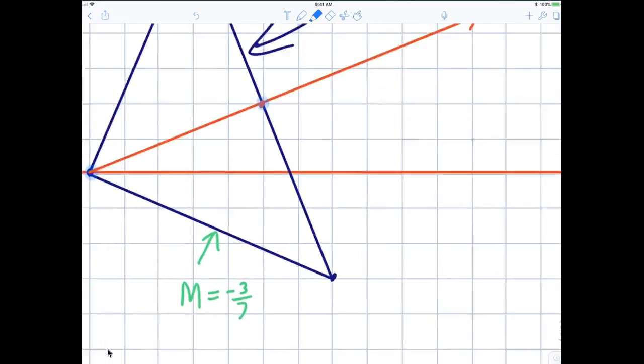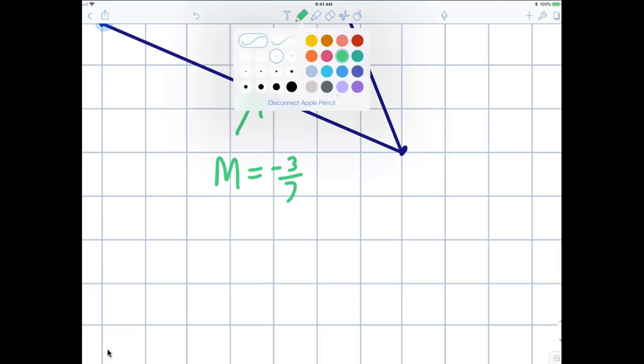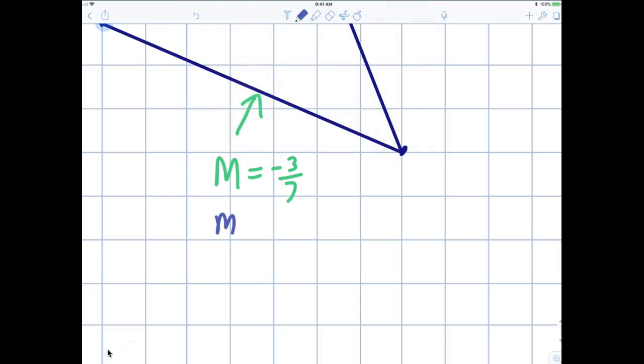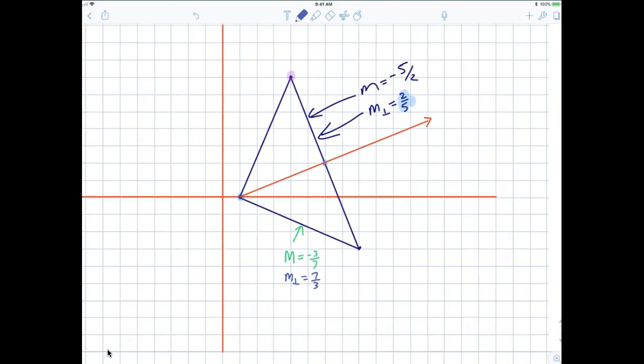All right. So now my question is: does everybody understand that the slope of the bottom line is -3/7? Then all you have to do is tell me the slope of the perpendicular would be what? 7/3. Now the question is, where do I go 7/3? From what point?